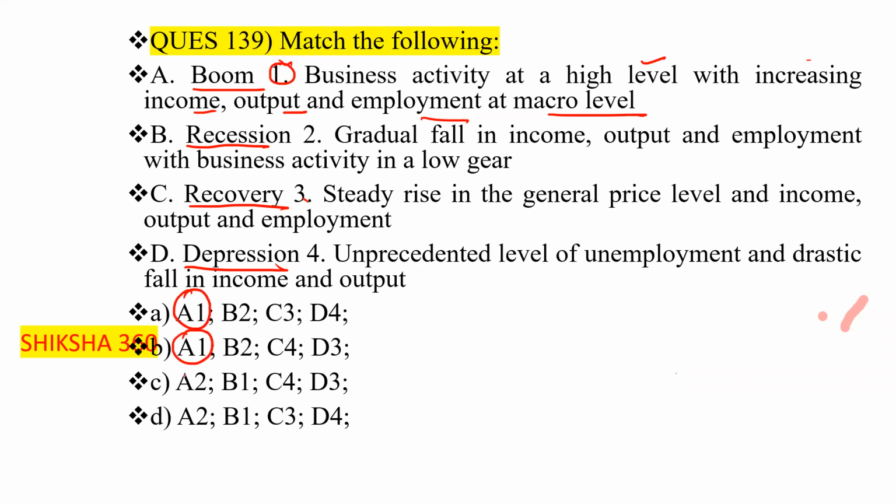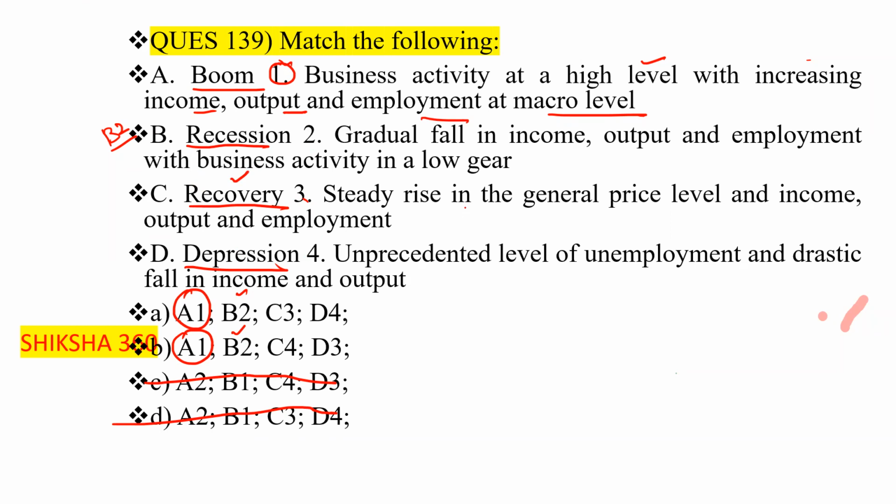So either this one or this one is the answer. Now we know that B is 2. This one is already clear. Now move toward C, that is recovery. So we only have 3 and 4 left.